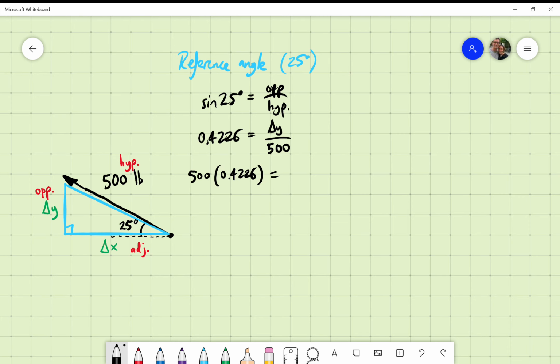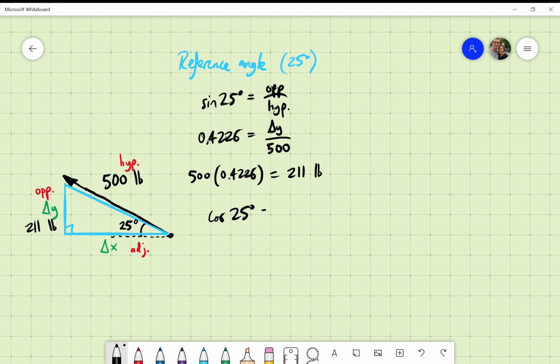Get my calculator. Bang, 211. I'm going to use 3 significant figures. And that is in, I may as well put pounds here because I know the answer is in pounds. I can label my diagram, 211 pounds. I'll do the other side.